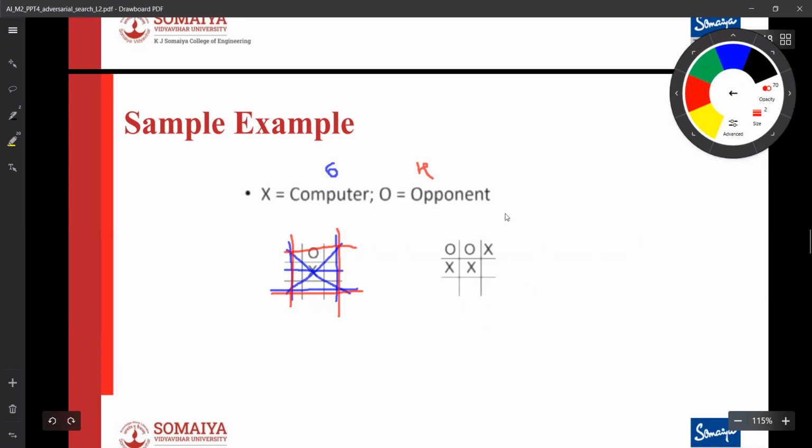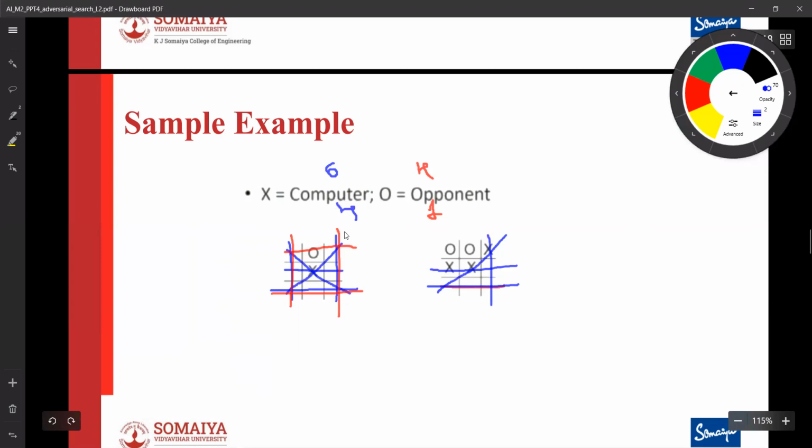Now again, we'll take one more example. We will count for the opponent. You can see there is no chance for the opponent to win. No, there is one chance. This is one chance. Is there any other chance? No. Okay, so the opponent has only one chance. But if you see, the computer has 1, 2, 3, 4, a total of 4 chances.